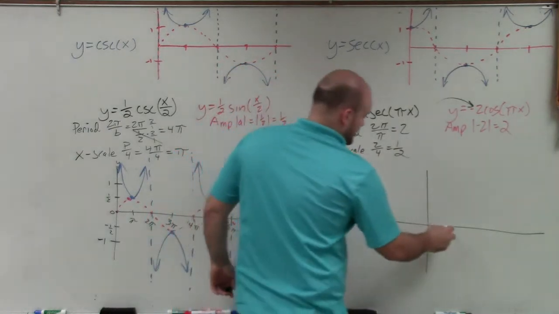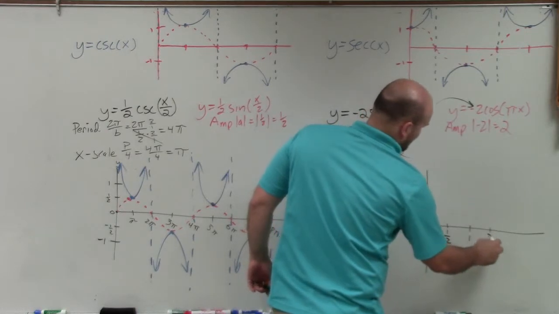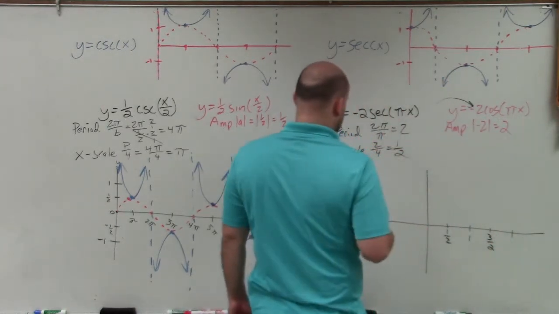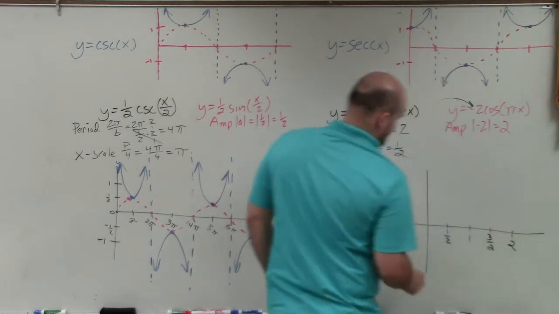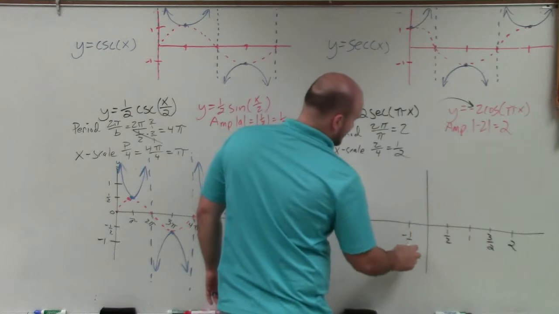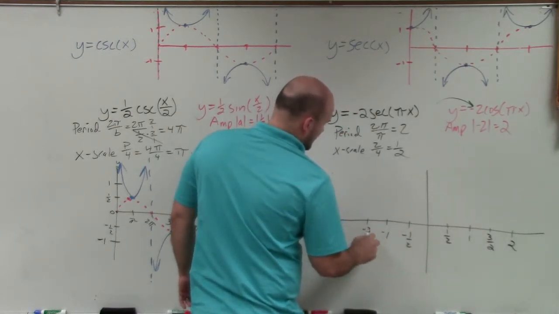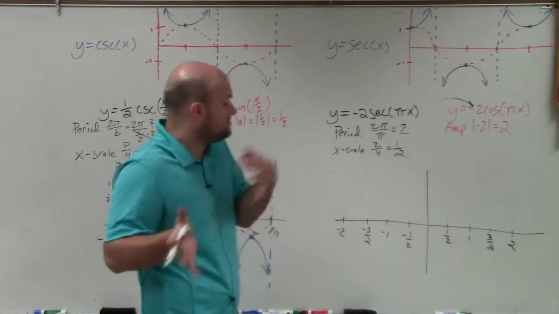So if I was going to do a period to the right, I'll at least just do the x scale. So here is 1/2, 1, 3/2. Period is 2, right? Yeah, 1/2 and then 2. So then this would be -1/2, -1, -3/2, -2.